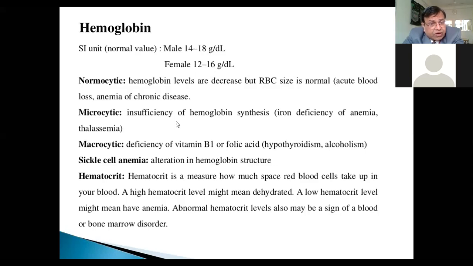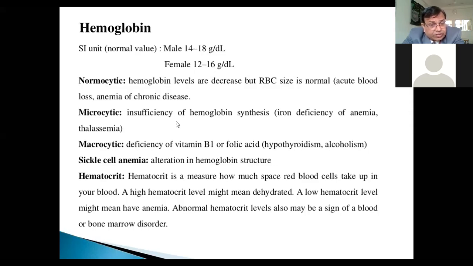Macrocytic: deficiency of vitamin B12 or folic acid causes macrocytic anemia, and hemoglobin concentration will decrease. Similarly, in sickle cell anemia, there is an alteration of hemoglobin structure, that is your RBC become a sickle type.